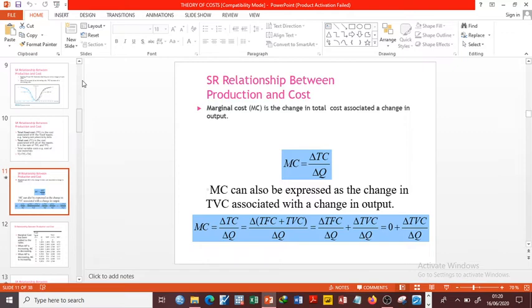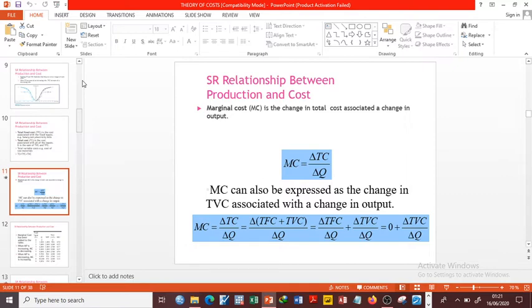So basically here, when we say marginal cost is equal to change in total cost over change in output, we've already seen that total cost is a summation of total fixed cost plus total variable cost. So here we are just expanding. When we say change in total cost over change in output, it is the same as change in total cost, which is given by the summation of total fixed cost plus total variable cost, all over change in output. So here we are just basically expanding, and this equals change in total fixed cost over change in output plus change in total variable cost over change in output. There we are just opening the bracket.